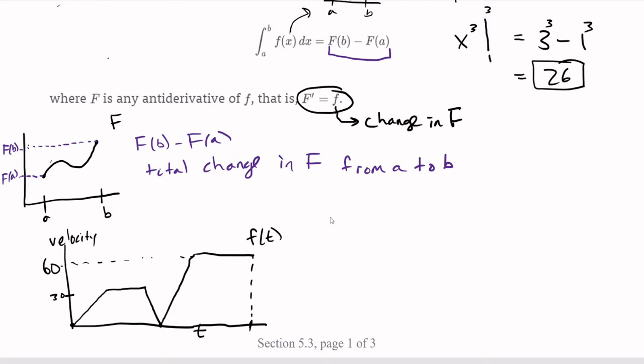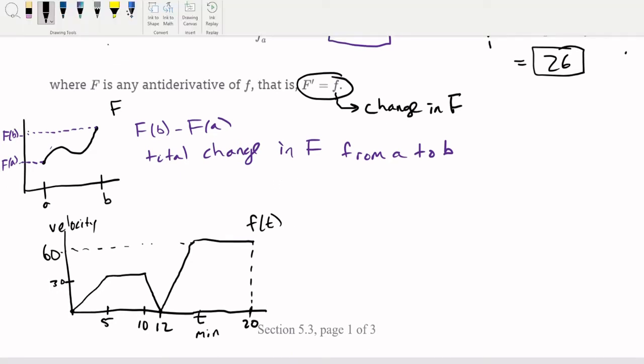So let's think about this. For example, we'll put some times here. We're getting up to 30 miles an hour. That takes us 5 minutes. We'll put this in minutes. And then here would be 10 minutes. Then we'll make this 12 minutes, and then here we'll make this 20 minutes. All these numbers are completely made up, but just so we have them. So f of t here is giving us the speed of our car. At any time, we can know how fast we're going.